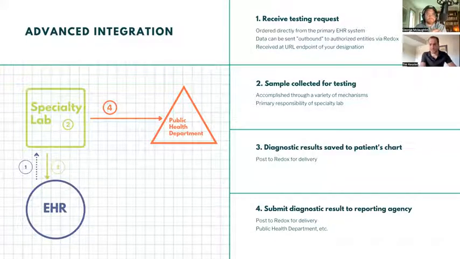But because we support the ability to post to multiple destinations, you could write that back to the EHR, include an additional destination, such as a public health department or a state health department, and have that message route not just to the healthcare organization, but also to that public health department.